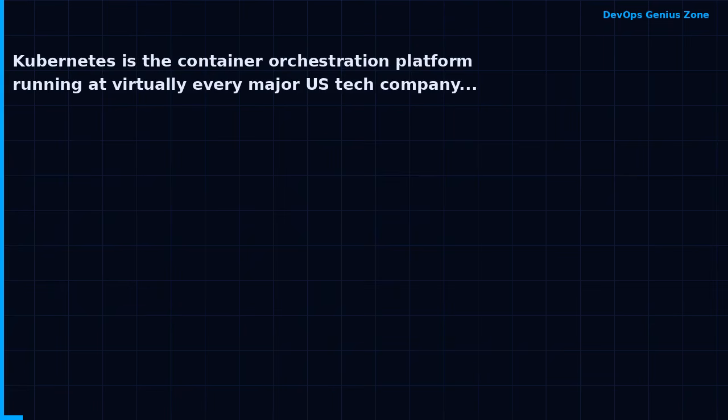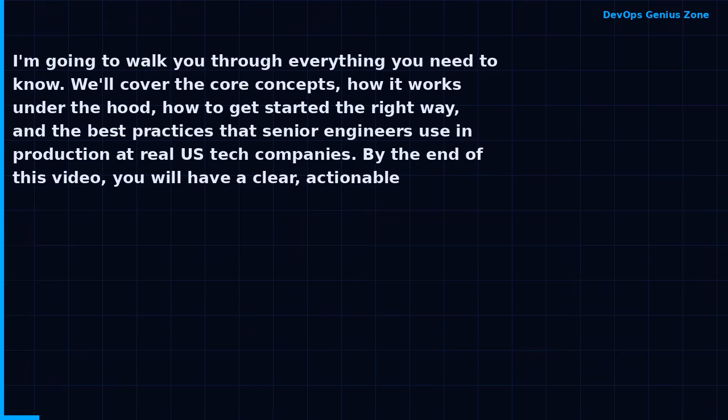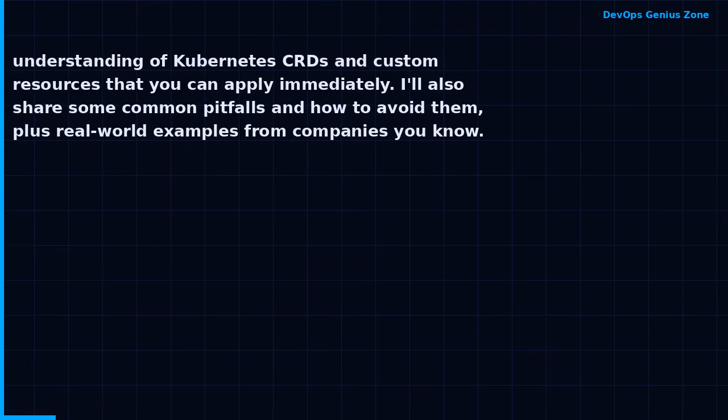We'll cover the core concepts, how it works under the hood, how to get started the right way, and the best practices that senior engineers use in production at real US tech companies. By the end of this video, you will have a clear, actionable understanding of Kubernetes CRDs and custom resources that you can apply immediately. I'll also share some common pitfalls and how to avoid them, plus real-world examples from companies you know. First, let us talk about why Kubernetes CRDs and custom resources matters so much right now.